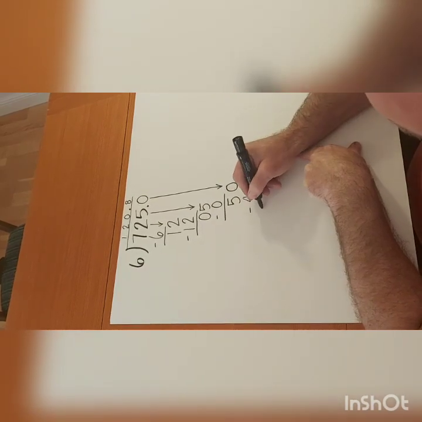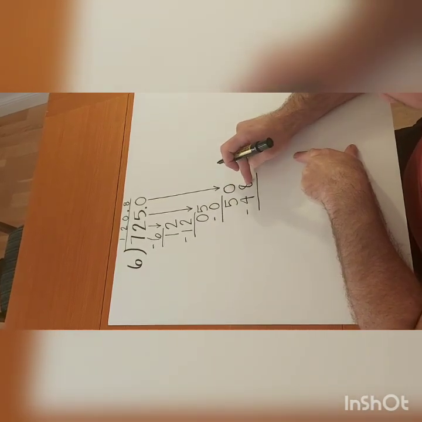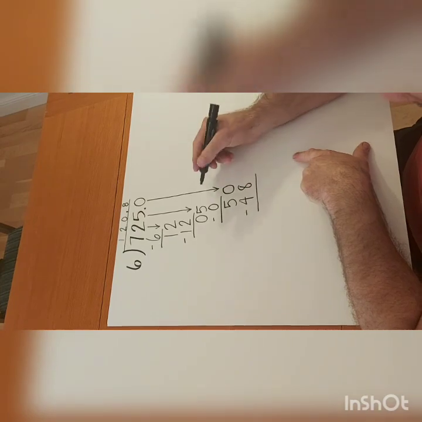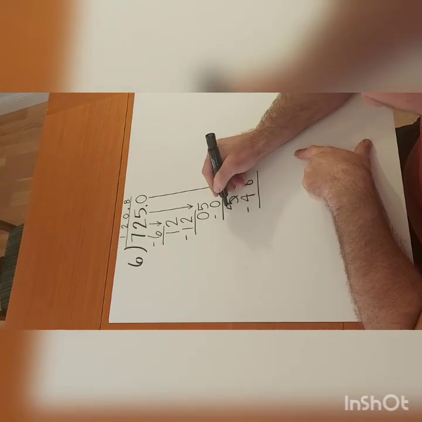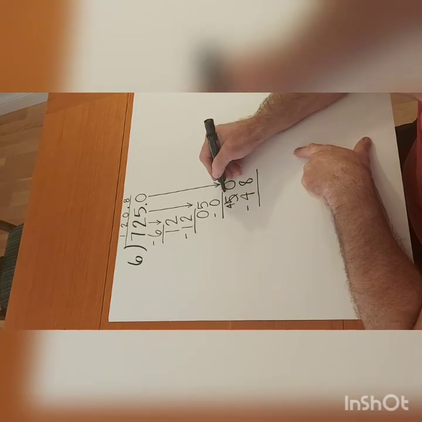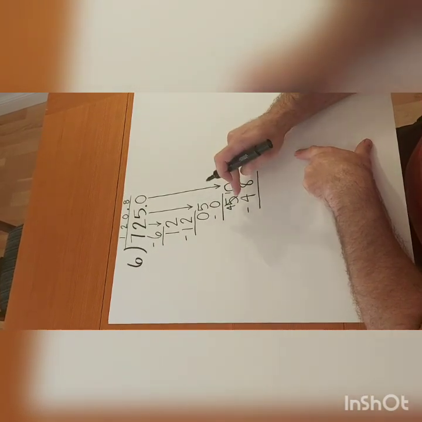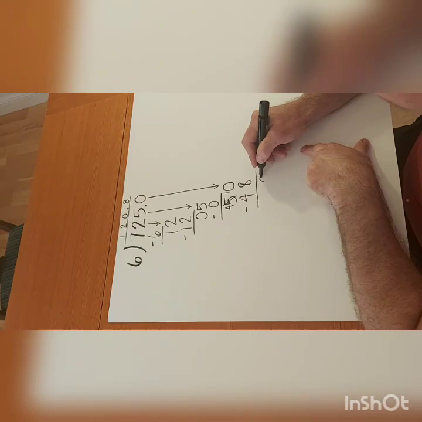And we're going to subtract. 0 minus 8 is not possible. We need to regroup. So I'm going to borrow a 10 from the 5. That will leave me 4 here, and this becomes 10. 10 minus 8 is 2.